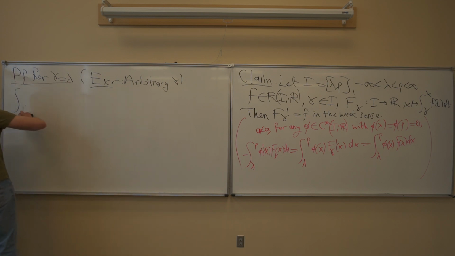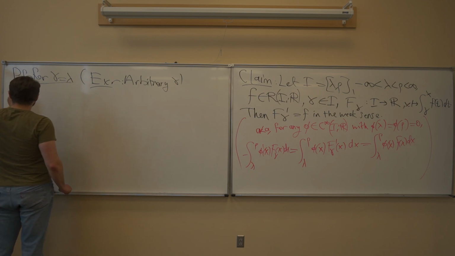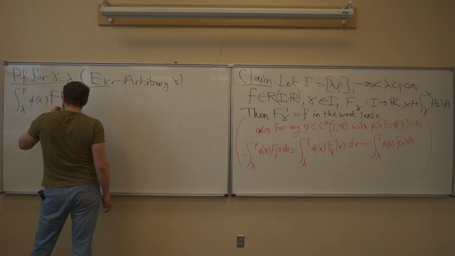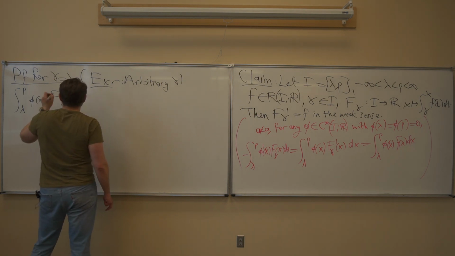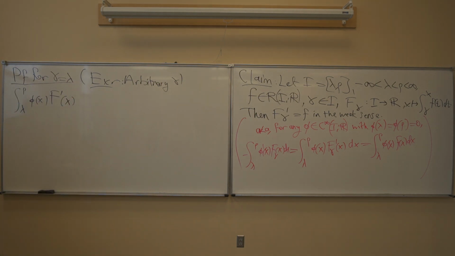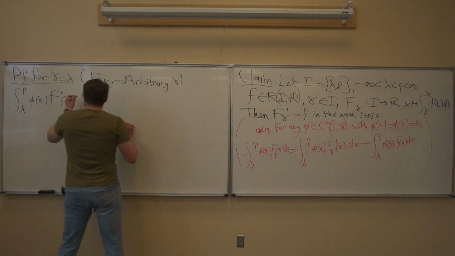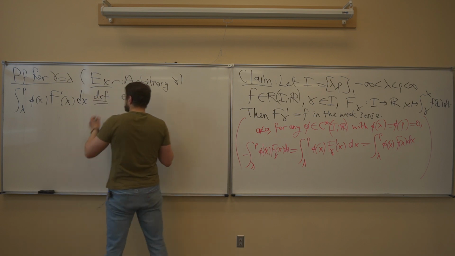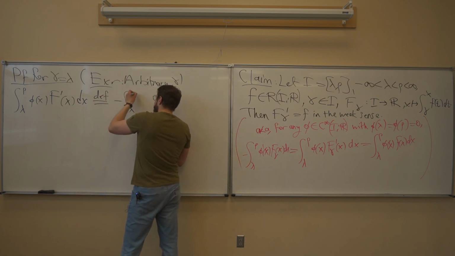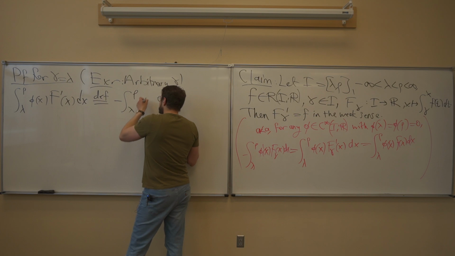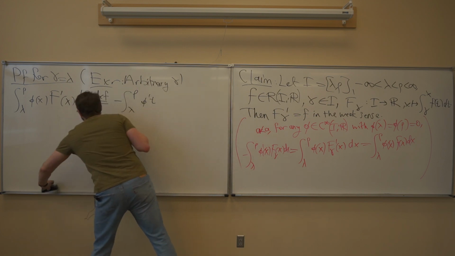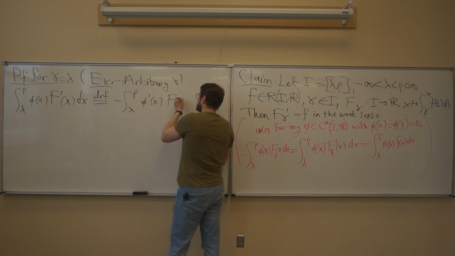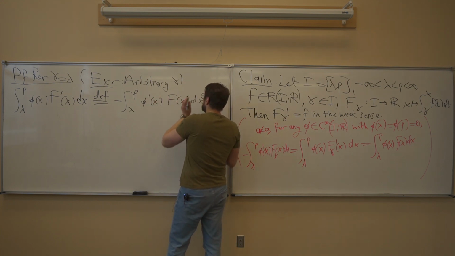So, lambda to rho phi of x capital F prime of x. This capital F is just f sub lambda. I don't want to keep writing it. This is by definition minus integral from lambda to rho, phi prime of x f of x dx.